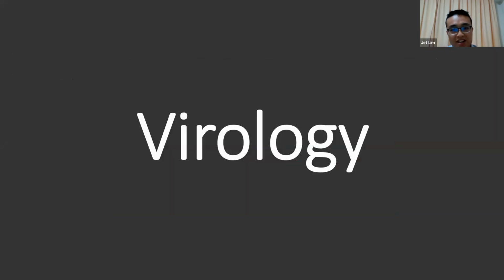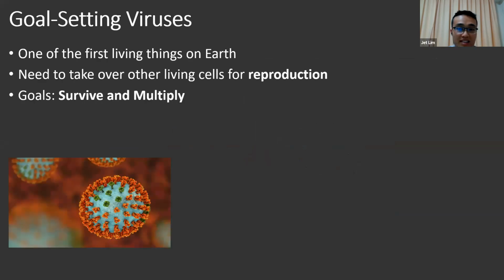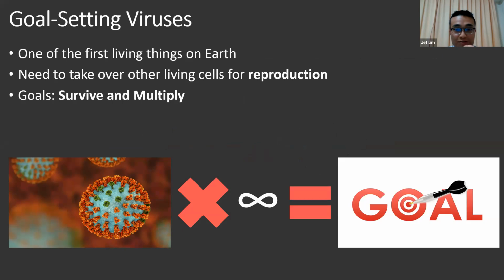But what is so critical about these pathogens, the coronaviruses? Let us explore their virology. So in general, viruses, one of the first living things on Earth, are not alive the way we are. They need to take over other living cells to reproduce, and their goals are to survive and to simply multiply themselves.